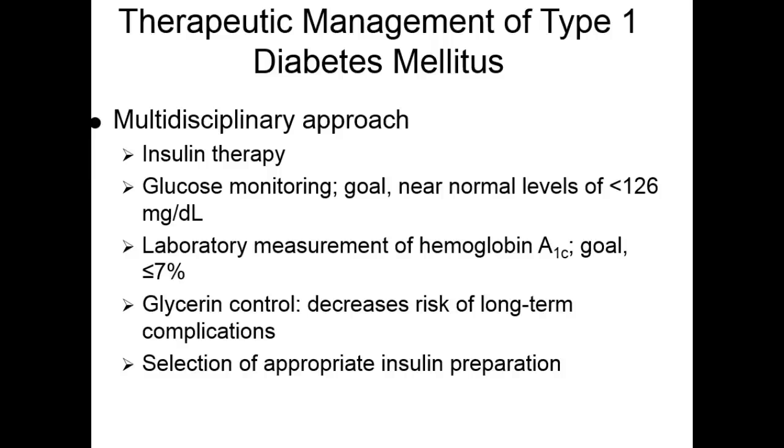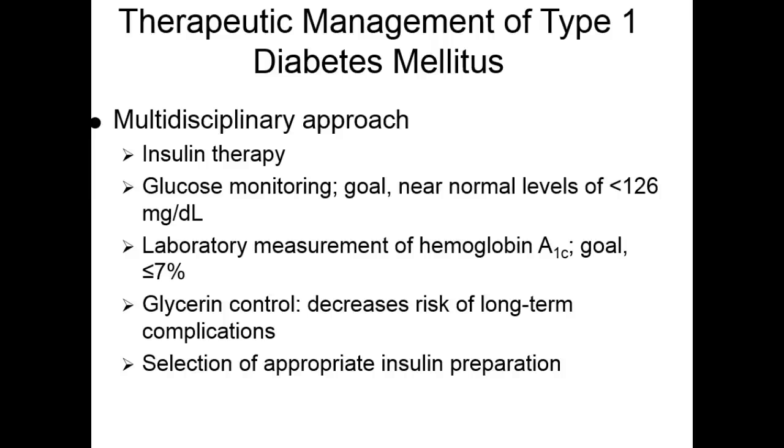So therapeutic management, there's a multidisciplinary approach. It's very much the same as in the adult world. Insulin therapy is usually needed. Monitor the glucose. They also monitor the measurement of the hemoglobin A1C, which is a measurement of their glucose over a period of 3 or 4 months. And if we can get that control, then it decreases the risk of long-term complications.